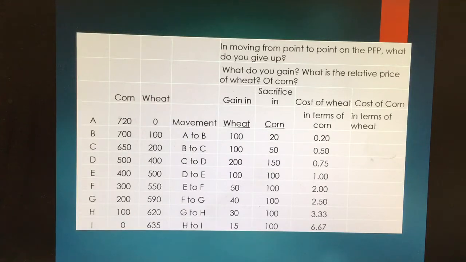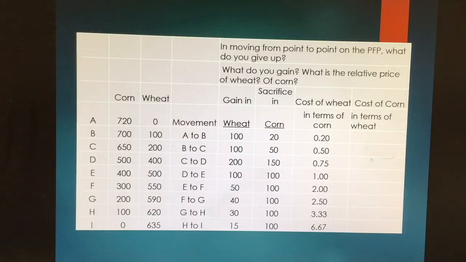First of all, go back to point B, or to that combination at point B. We notice in going from A to B, we gained 100 bushels of wheat, but we lost or sacrificed 20 bushels of corn. And so notice that next column. We say that's the cost of wheat in terms of corn. In other words, that's the number of bushels of corn production we gave up in order to gain the wheat production that we obtained in that period. And so if we gave up 20 bushels of corn to get 100 bushels of wheat, then we would say the cost is 0.2, that is 0.2 bushels of corn for every bushel of wheat that we gained.